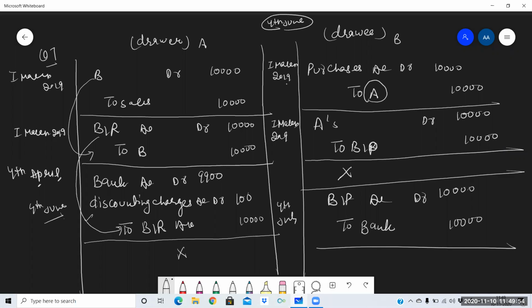Okay, so this is the solution of question number 7 and the complete concept of discounting of bills of exchange. We already discussed this concept in yesterday's class. Today we have just done one numerical. Now one more case we will be doing. So 3 entries in the books of the drawer and 3 entries in the books of the drawee.